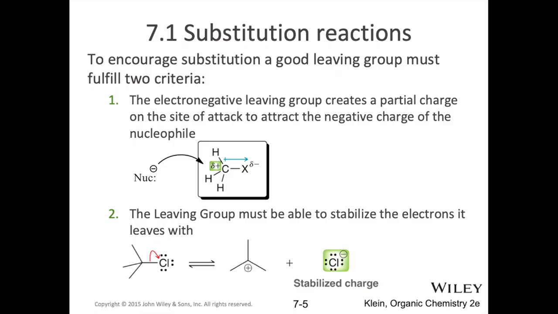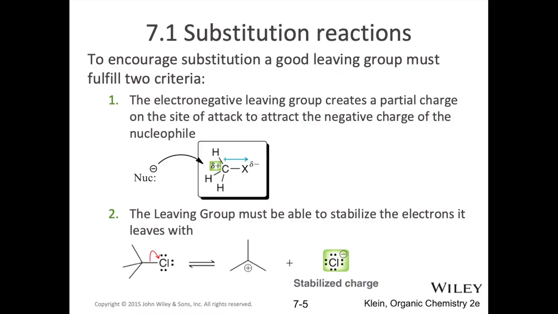Okay, so what do we need for a good leaving group, since we're going to need a good leaving group for these substitution reactions? Well, there are two criteria needed. First of all, I kind of pointed this out earlier, but you want a nucleophilic attack to occur in the course of this reaction. So it helps to have a leaving group that's particularly electronegative. That turns the carbon it's attached to partially positive, which encourages that nucleophile to attack it.